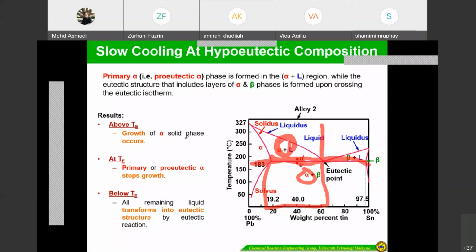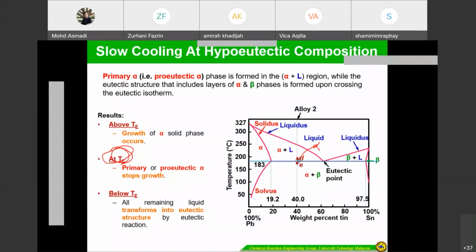Growth of solid alpha. Growth of the alpha solid phase. So meaning that if you get here, just above, this one is alpha. And then at TE, alpha stops growth. This TE is this line. This line. It stops growth.